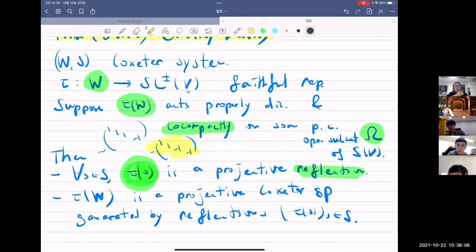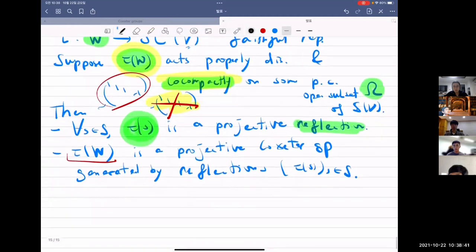But the point is that this group acts co-compactly. This is very important. Then this does not happen. It should be the projective reflections. And also this whole group is really produced by the Coxeter polytopes. So that's the point. Then using this Davis, Charney-Davis theorem, let's show the following proposition.